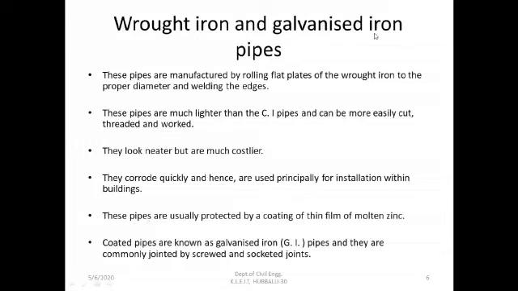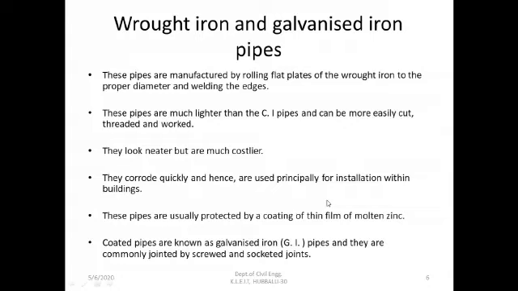Wrought iron and galvanized iron pipes. Now these pipes are manufactured by rolling flat plates of wrought iron, prepared in proper diameter, and welding of the edges is done. These pipes are much lighter than the cast iron pipes and can be more easily cut, threaded, and worked upon. They also look neater when compared to CI pipes, and are much costlier because of the appearance.